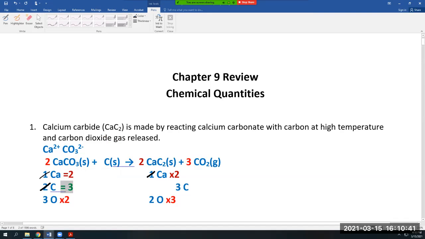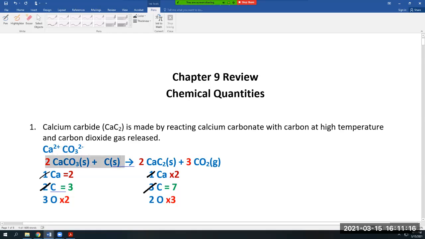And how many on the right? We have 2 times 2, 4 from the carbide, plus 3 here, that's 7. So it's no more 3, but it's 7. 7 carbon on the right. So we have carbon in both places here on the left.